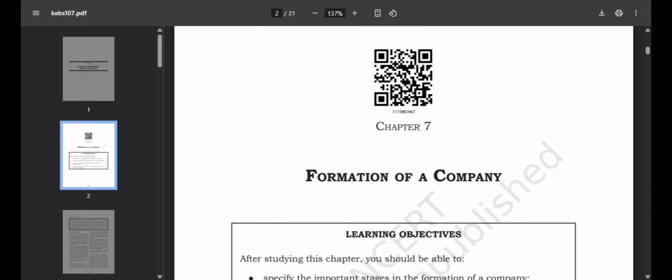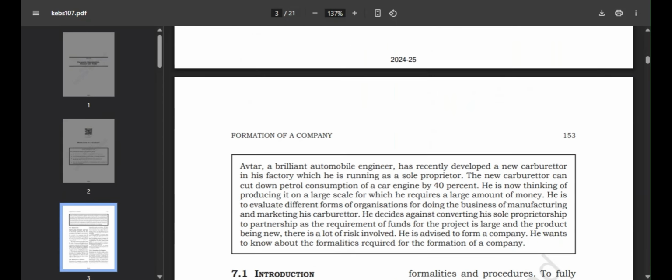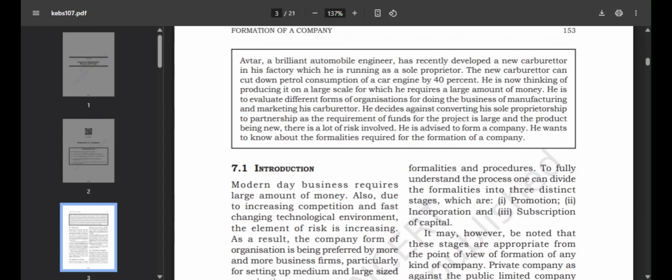Okay, so in today's lecture, we'll be doing chapter 7 of business studies, that is formation of a company. This will be a one shot lecture, we'll be completing the entire chapter. In the previous chapter, forms of business organization, in the last form, we studied about joint stock company. So, this is a continuation of that. You will be seeing how a company gets formed.